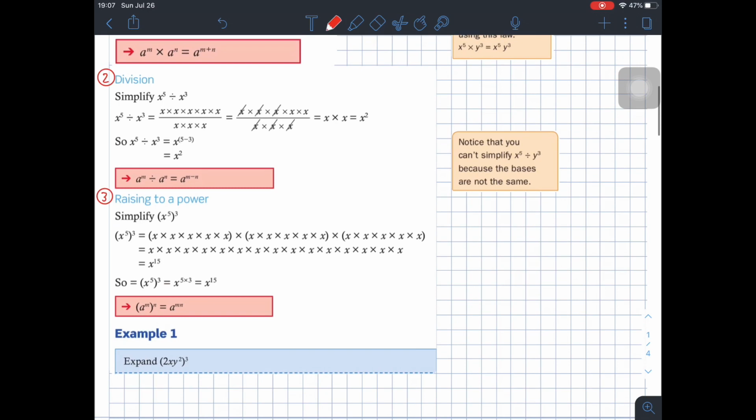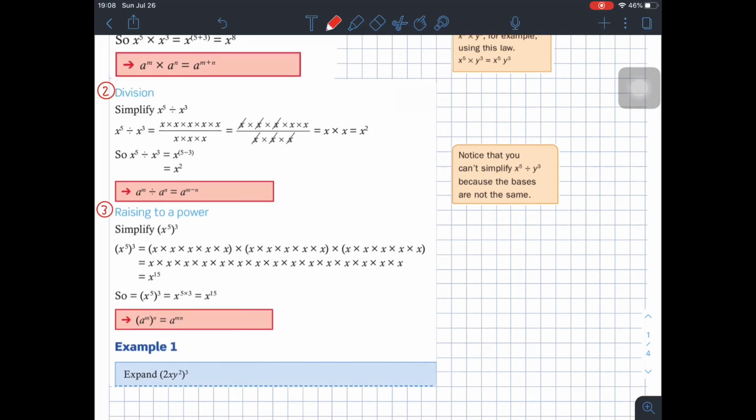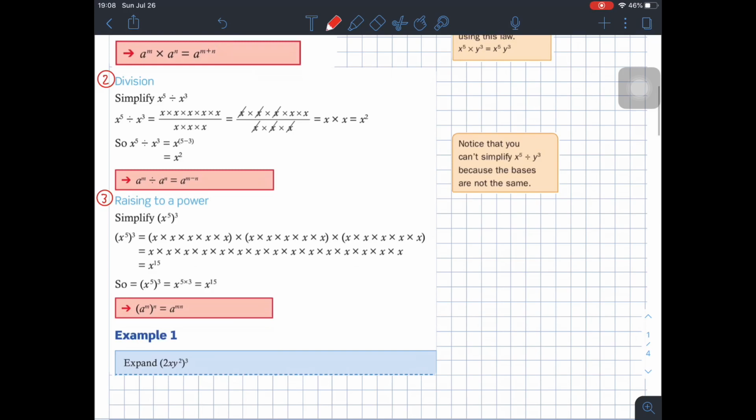Number two, division. Well, this is exactly the same as multiplication, but the other way around, right? If we have, for example, x to the fifth power divided by x cubed, this is writing x 5 times in the numerator, x 3 times in the denominator. We simplify 3 x's, as you can see here, and we're left with only 2. So this is equal to x squared. So x to the fifth power divided by x cubed is the same as subtracting the exponents, x to the power of 5 minus 3, which is x squared.